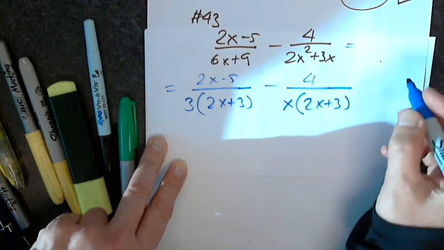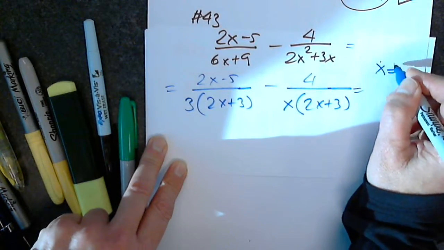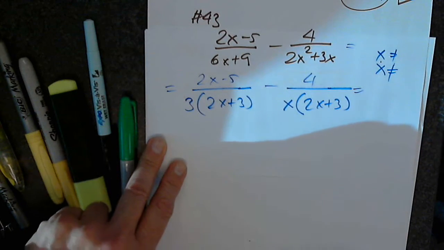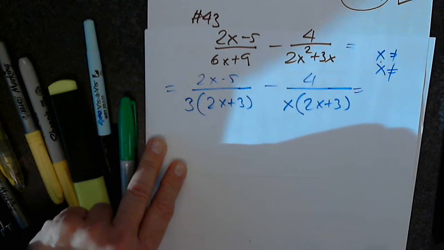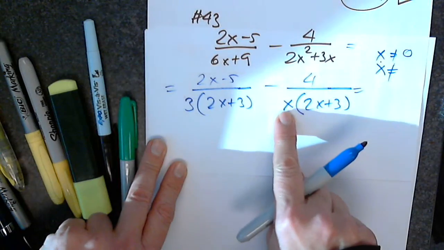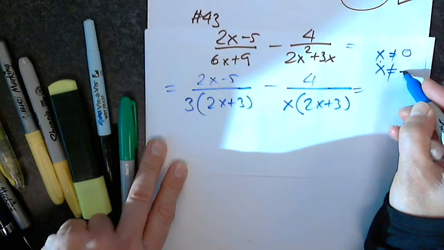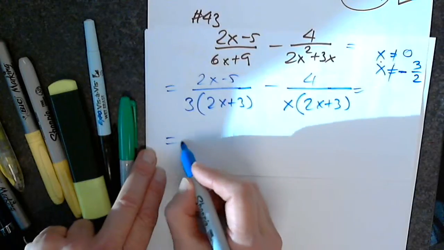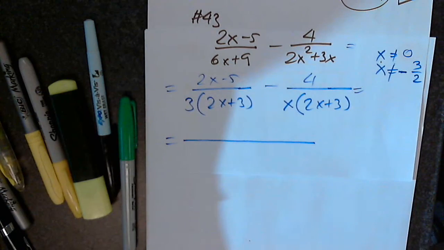Which means since I have two factors that are different, I have two restrictions. One is, very good, from here, 0. And from here, excellent, -3/2. Perfect. So now I have to find the LCD.